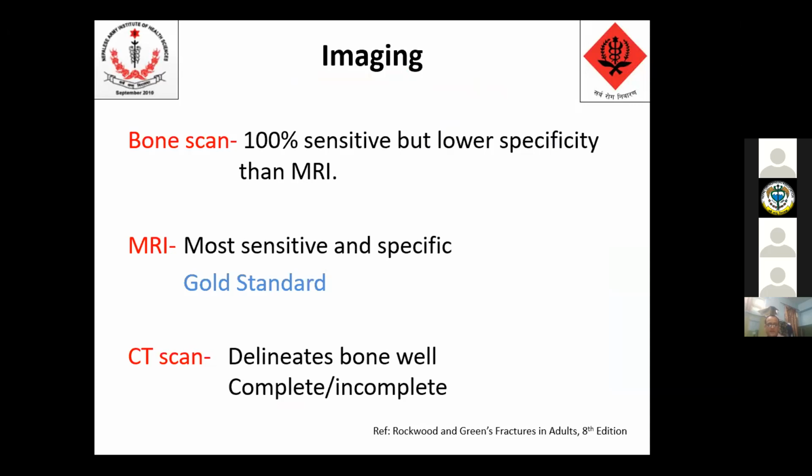And the second one is the MRI, which is more sensitive and specific, from which we can see the soft tissue status and the bone edema, and it is considered the gold standard. And last, the CT scan that delineates bone well and helps to differentiate between complete and incomplete. CT scan is usually done when MRI is contraindicated. So in our center, most of the time we do MRI, and in a few cases we go for CT scan, and we don't have any experience of bone scan.